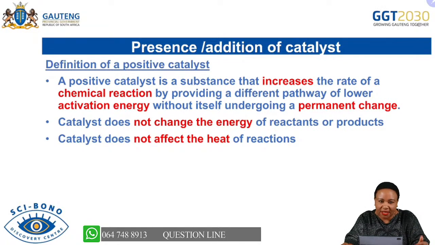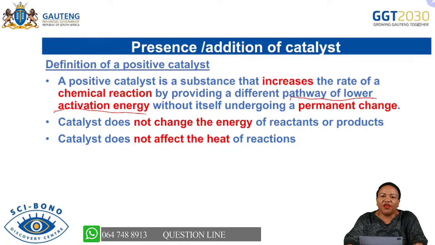We are going to add the catalyst, and we must make sure that whatever catalyst we are adding is going to be a suitable catalyst. So what is the definition of a positive catalyst? Because we are required to also define a positive catalyst. A positive catalyst is a substance that increases the rate of a chemical reaction by providing a different pathway of lower activation energy without itself undergoing a permanent change.